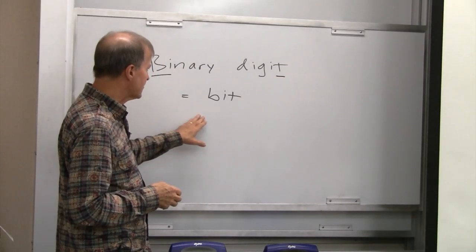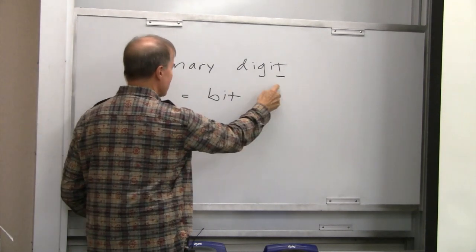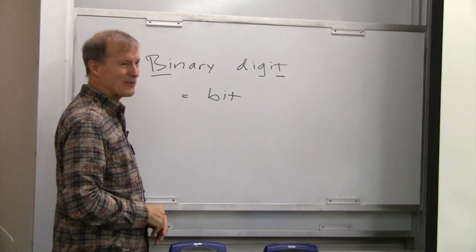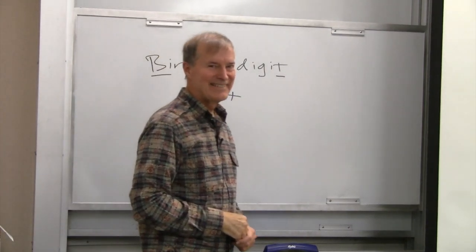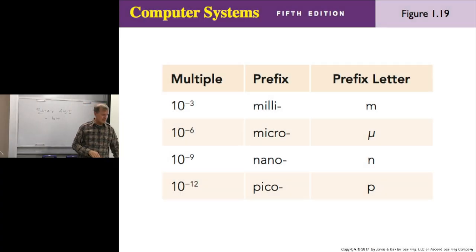So a binary digit is, it's unclear whether it's BI here and T here or B here and IT here. Either way works. All right, is everybody clear about that quantitative relationship?